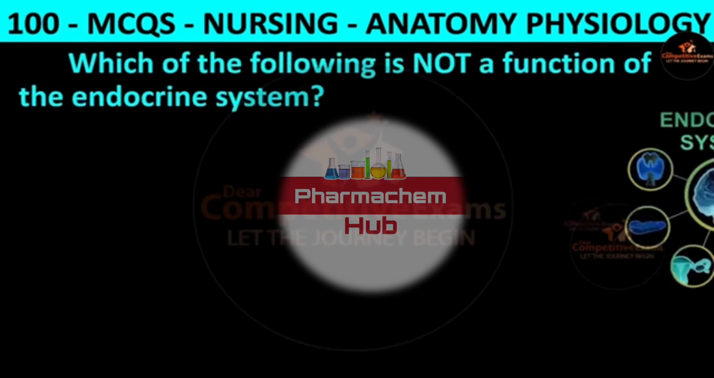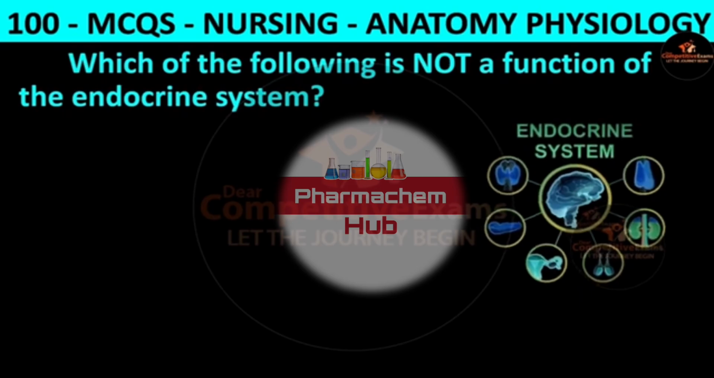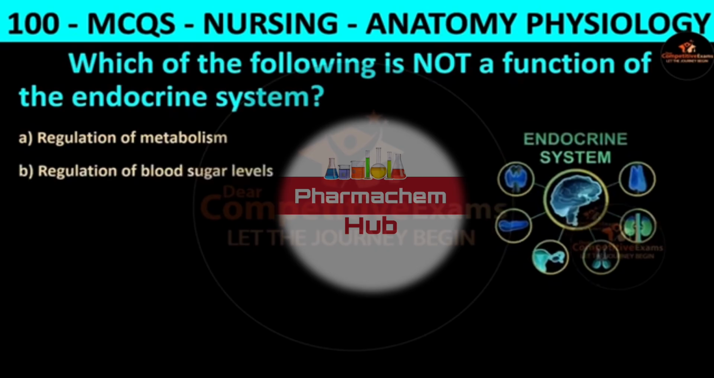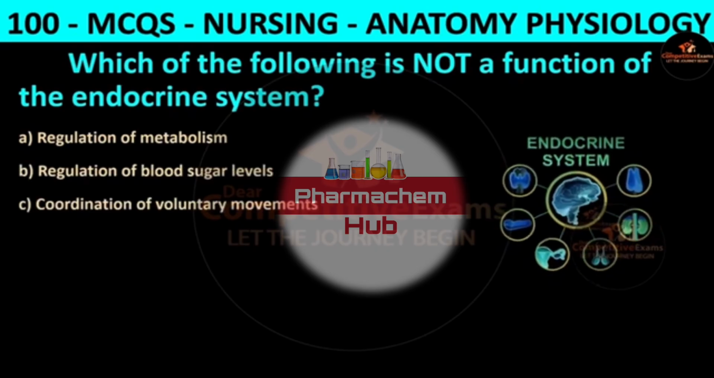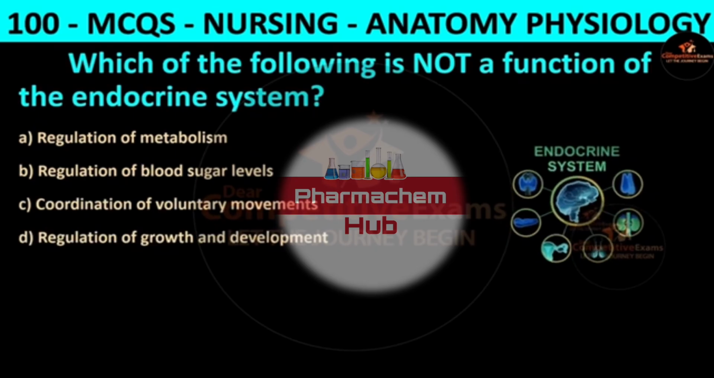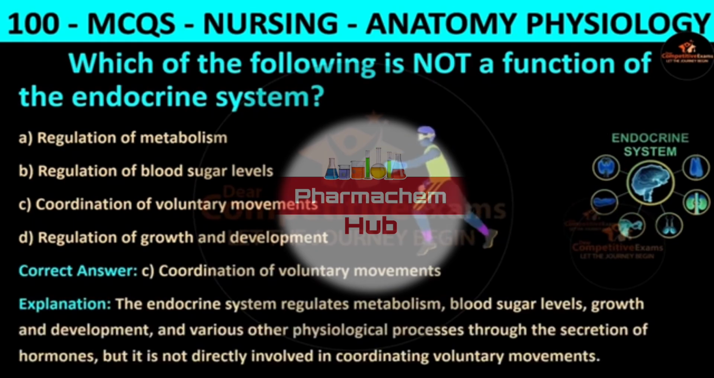Question number 91. Which of the following is not a function of the endocrine system? The options are regulation of metabolism, regulation of blood sugar levels, coordination of voluntary movements, or regulation of growth and development. The correct answer is C, that is coordination of voluntary movements. The endocrine system regulates metabolism, blood sugar levels, growth and development, and various other physiological processes through the secretion of hormones. But it is not directly involved in coordinating voluntary movements.